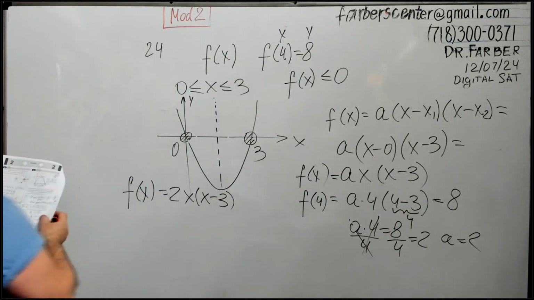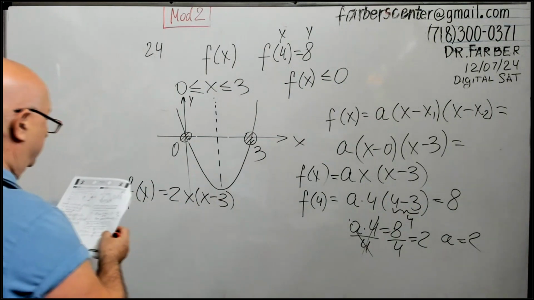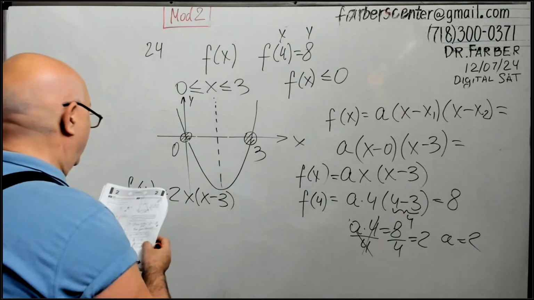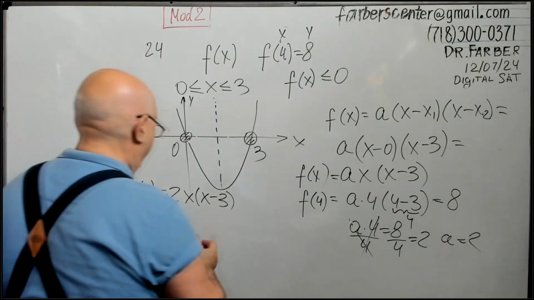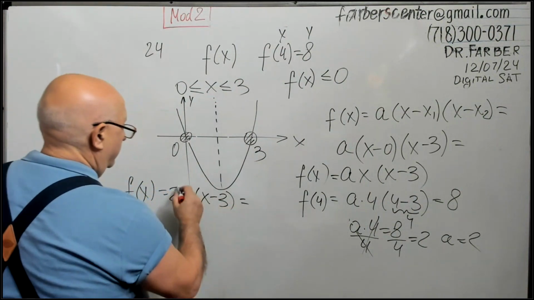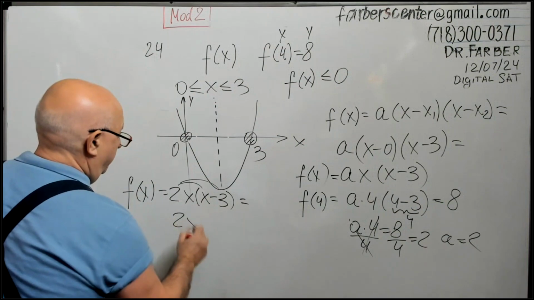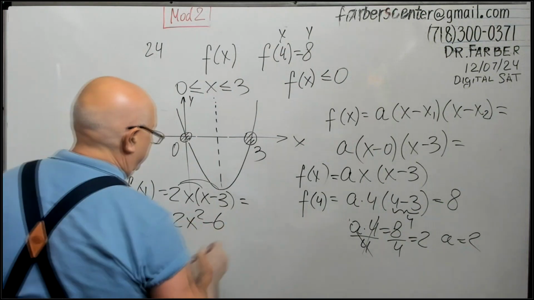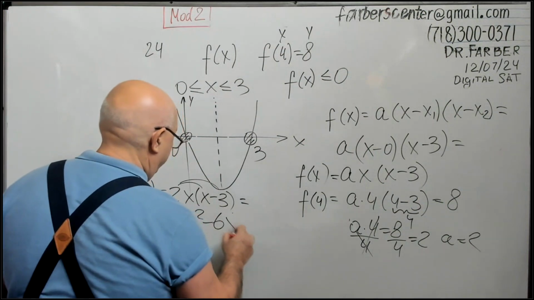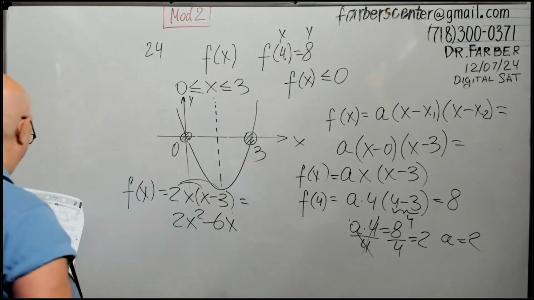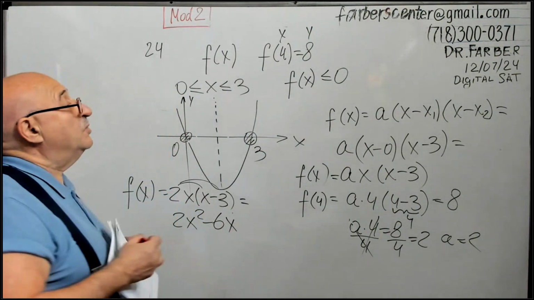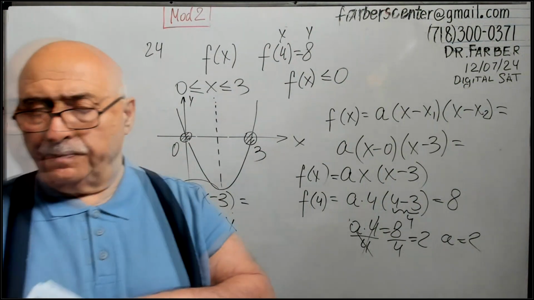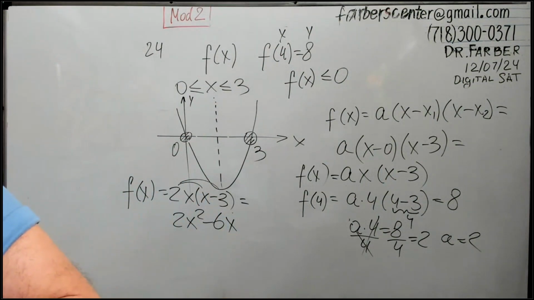Okay. And they ask you which one. They use the expanded form. Well, distributive: 2x squared minus 6x. If you look at the multiple choice, this is C. Do you understand this 100%? 100. Good, good, good.